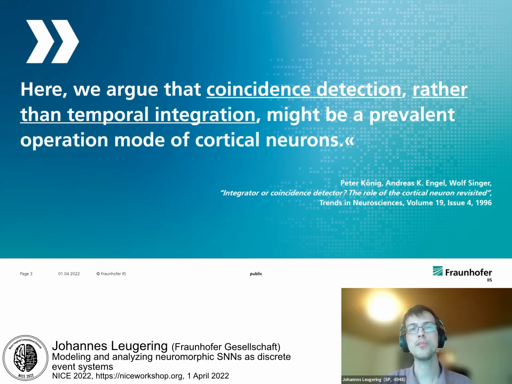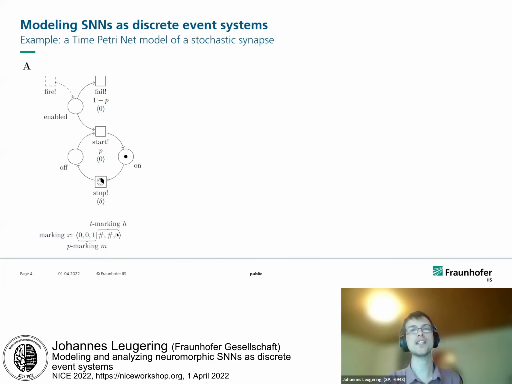There are much simpler models from computer science that you can also use to capture this qualitative behavior, such as finite state machines or Petri nets. So I'm interested in using these sorts of models to model spiking behavior. I assume that Petri nets are probably not familiar for everyone, so I want to give a one-minute crash course here, very high level.